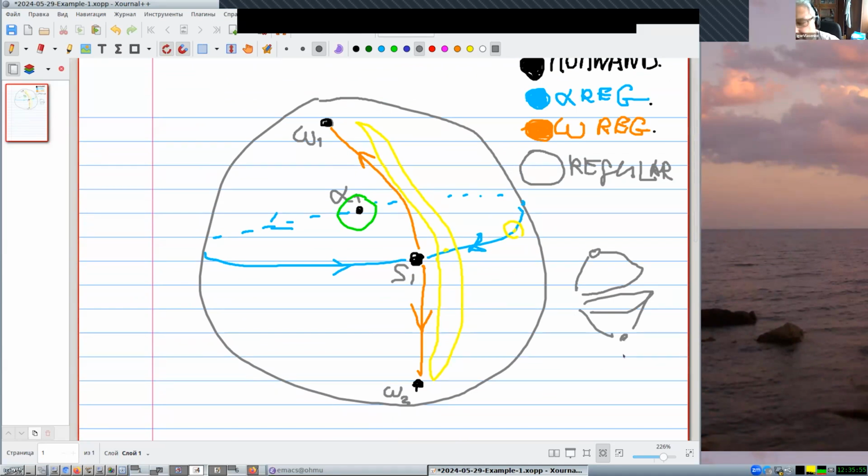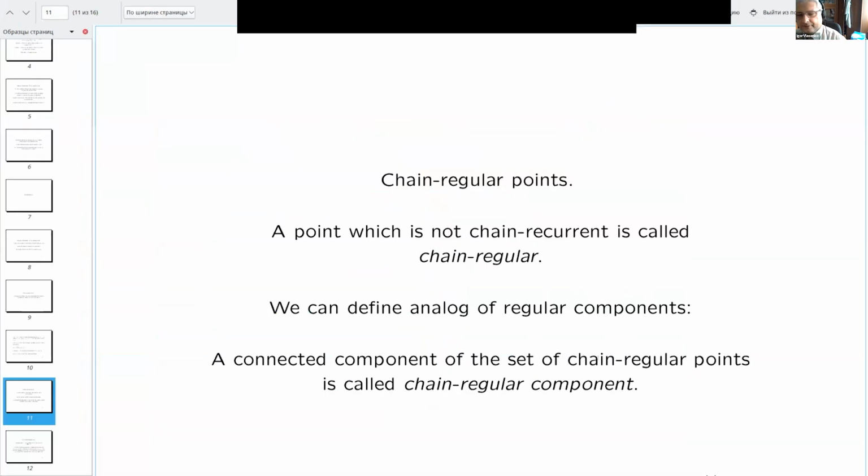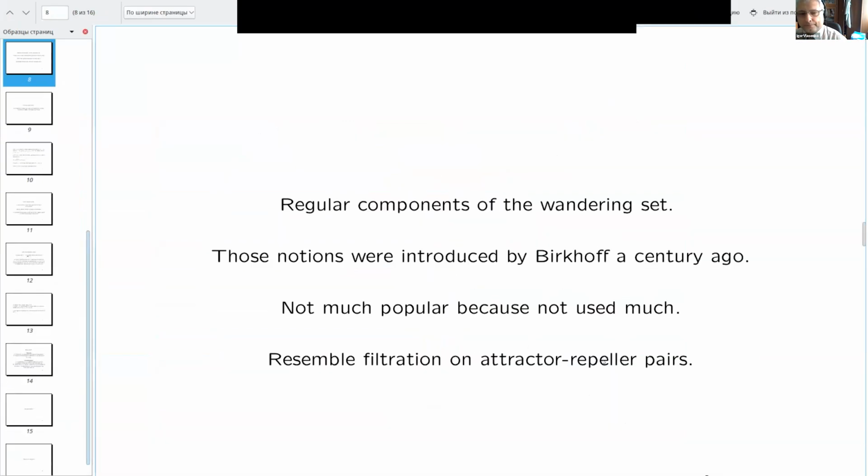However, in the general case, the set of non-wandering points and the set of chain recurrent points do not coincide. So what's the difference between regular components and chain regular components?